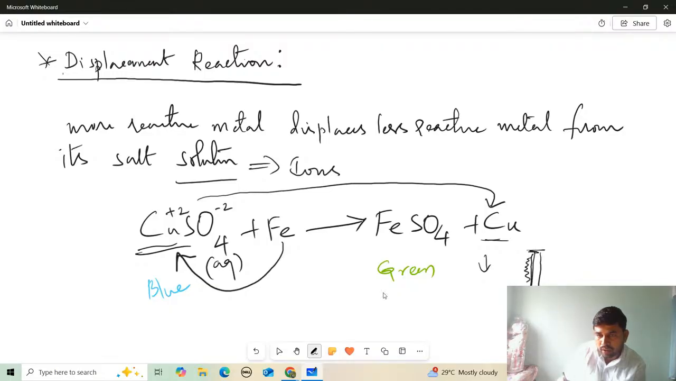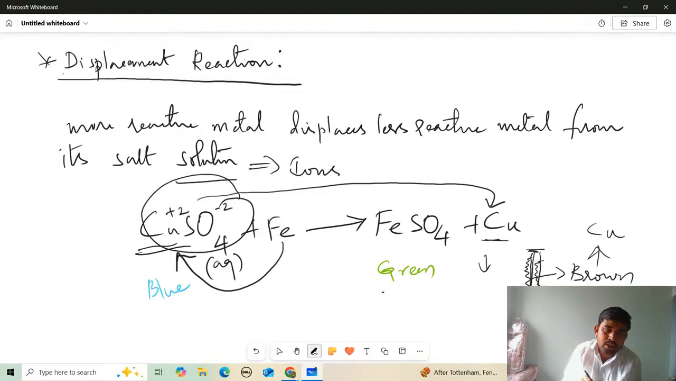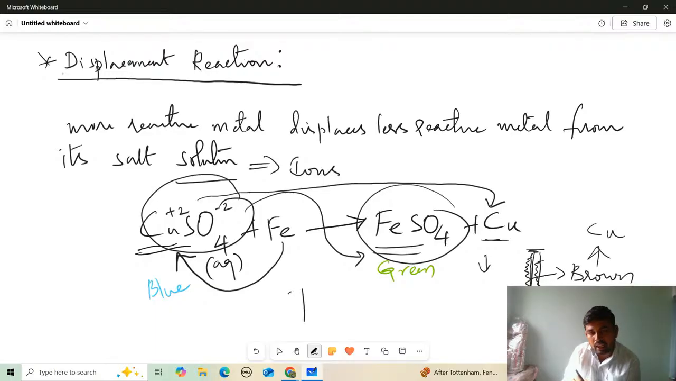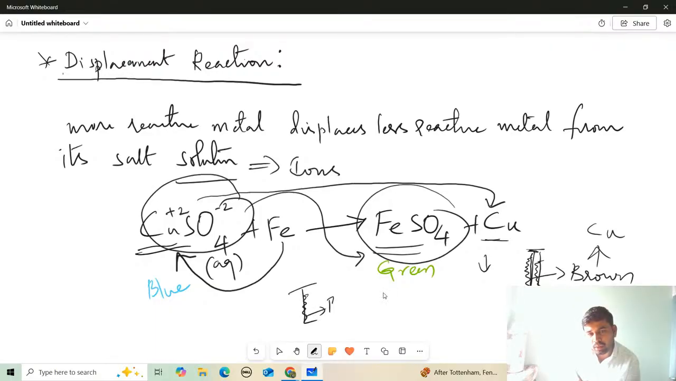Upon this iron nail, you can see there is a brown color coating. This brown color coating is because of copper. First, the blue color copper sulfate turns into green color because of the formation of FeSO4. Similarly, the iron nail becomes brown, because the brown color represents a coating of copper. So copper is brown in color.